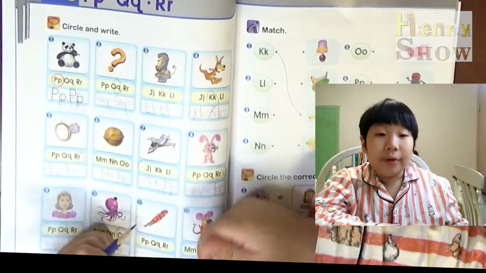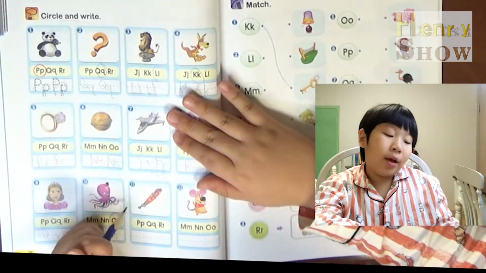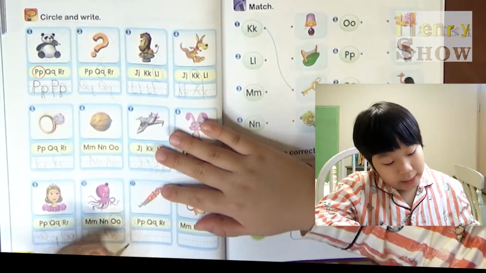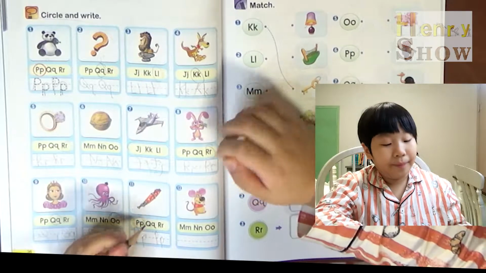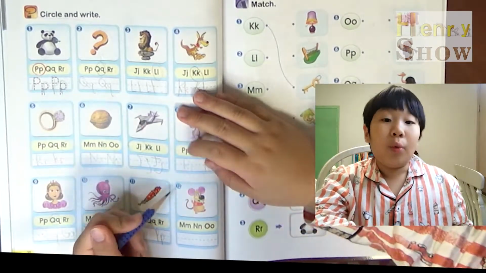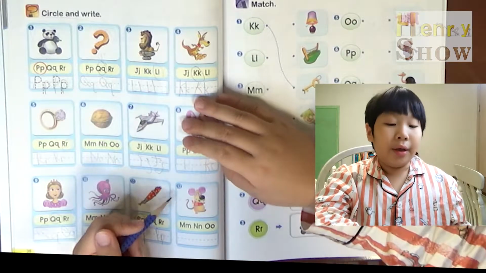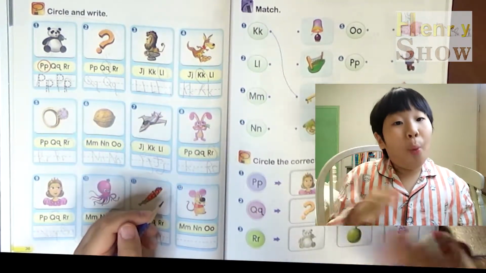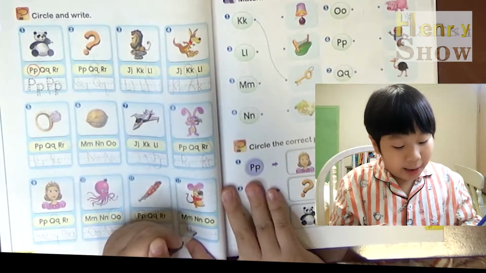Number 11. What do you think this is? This is a pen. What does pen begin with? Pen begins with P. P. Number 12. What do you think it is? This is a mouse. What does mouse begin with? Mouse begins with M. M.